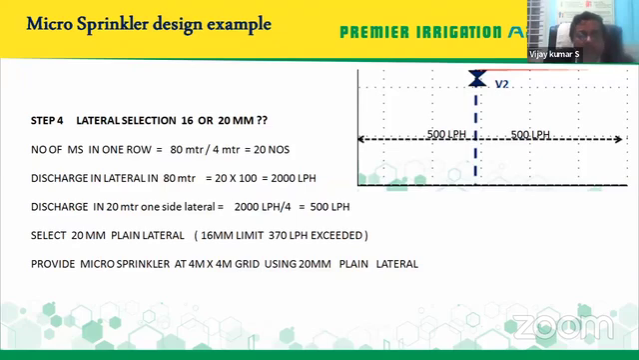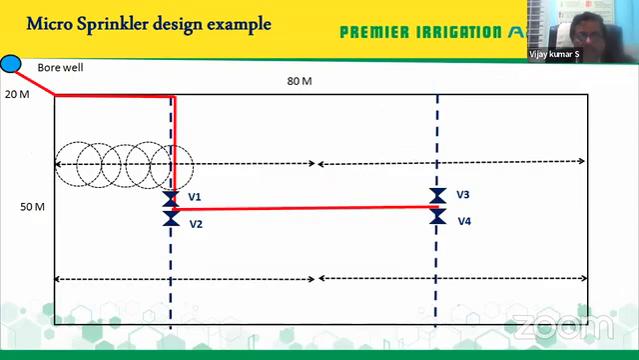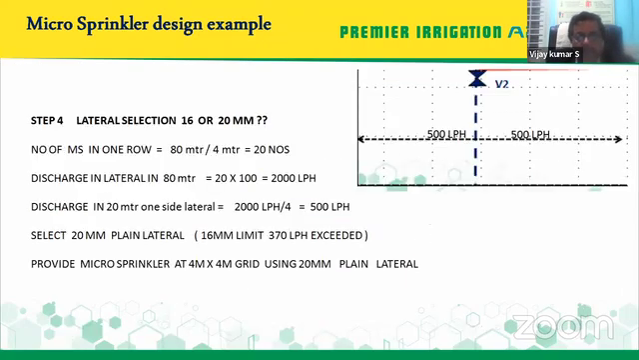To do that, I have to check how many micro sprinklers are going to come in one row. In one row, as you have seen earlier, the length was 80 meters. So in the entire row, 80 divided by 4, you are going to have 20 micro sprinklers from one end of the plot to the other end. And if you take the discharge of each micro sprinkler as 100, so 20 into 100, in every lateral, 2000 liters per hour of water has to flow.